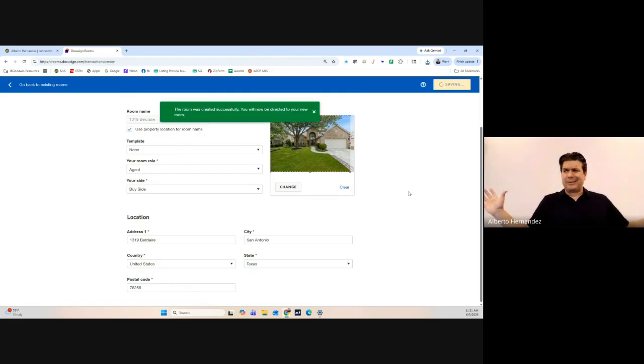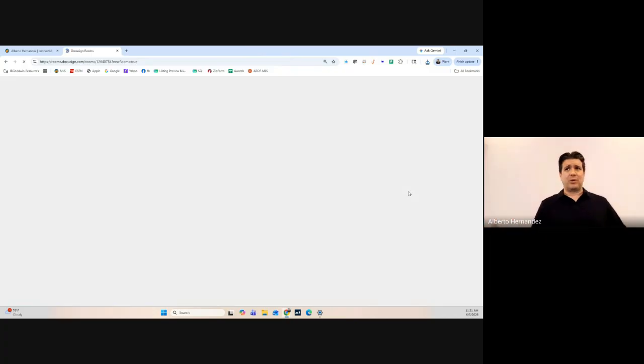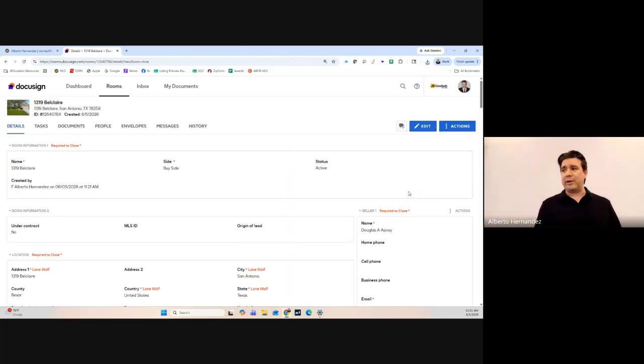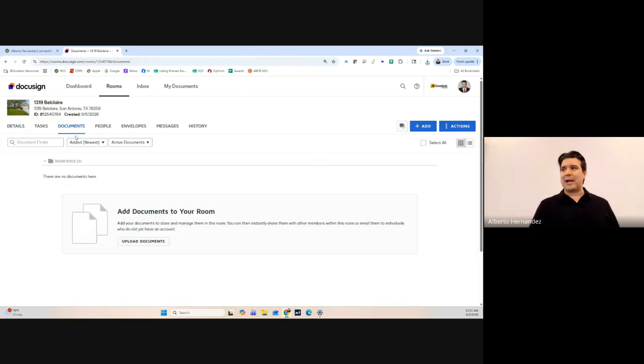Now at this point, nothing's there, right? It's just the created room. I haven't linked a Zip Forms transaction to it yet. I haven't uploaded any other documents, but I will jump over here to the documents tab. And the first thing I typically do is download the documents that have been provided to me by the listing agent. Now, where do I find those?